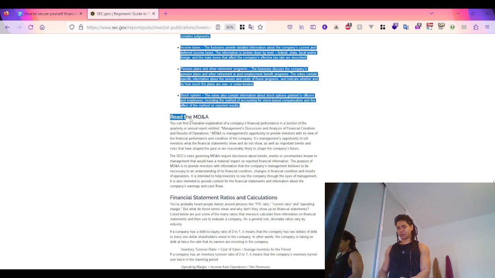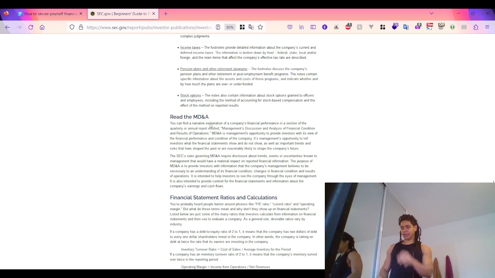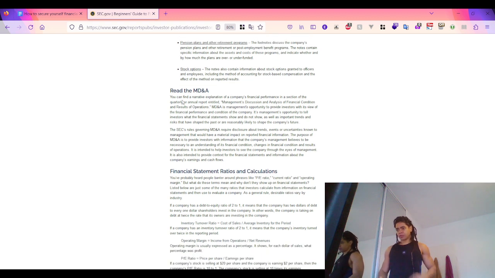Then I read the MD&A. You can find a narrative explanation of a company's financial performance in a section of the quarterly or annual report entitled Management Discussion and Analysis of Financial Condition and Results of Operations.